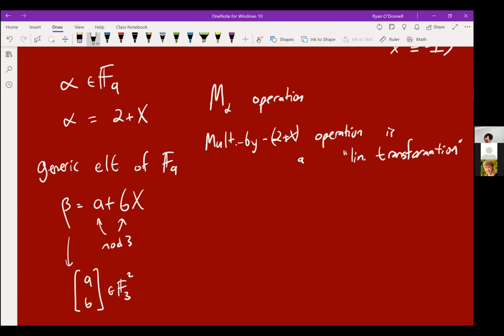But we also think of it as a field element. So how do you multiply 2 plus x, alpha, by beta, which is a plus bx? How does it work? You're like, okay, I'll expand this out.